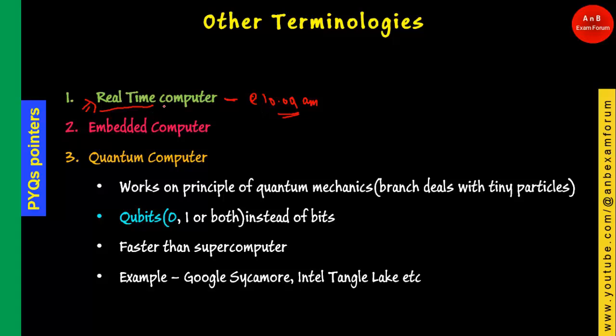If you talk about a real-time computer in a safety critical system, and 1 second is lost, the entire system can fail. Suppose a fire controller is there, that is a real-time computer. If it does not give the response within 1 second, it can result in a catastrophic outcome.